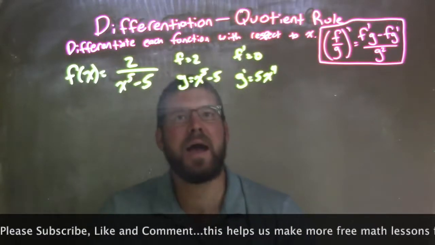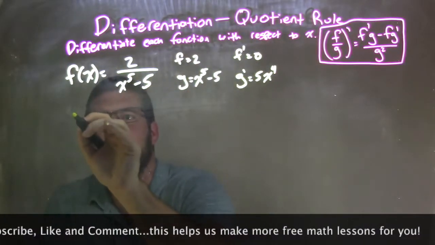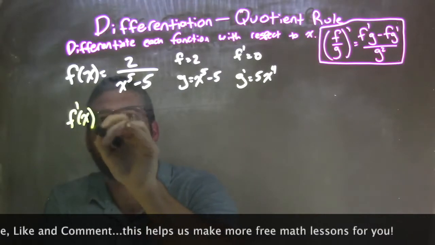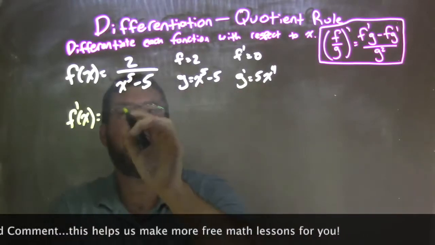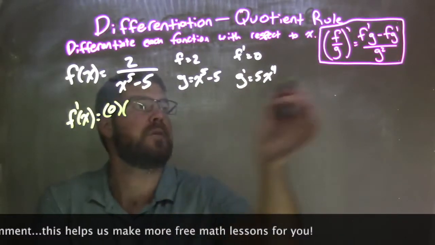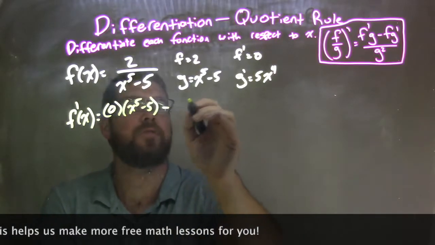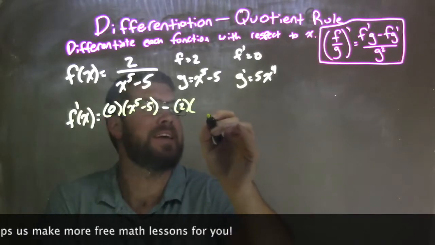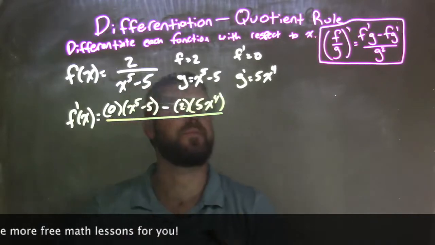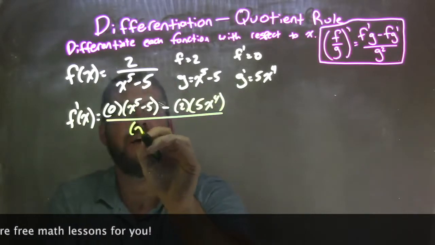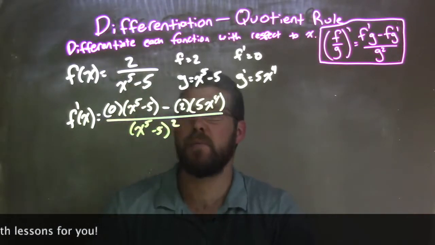And so now that we have f prime, g prime, we can apply our quotient rule. The quotient rule is when we take the derivative of a quotient function. So let's apply that quotient rule. F prime of x is equal to, well, f prime, which is 0, times g, which is x to the fifth minus 5, minus f, which is 2, times g prime, which is 5x to the fourth, all over g squared, which is x to the fifth minus 5 squared. So my next step, let's go simplify this.